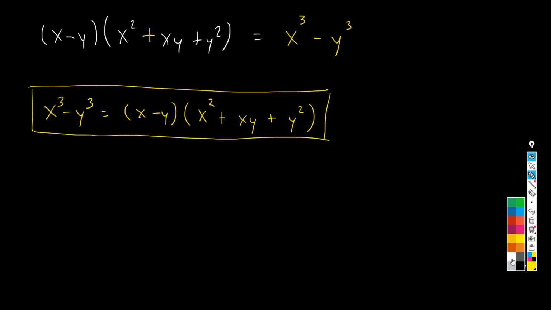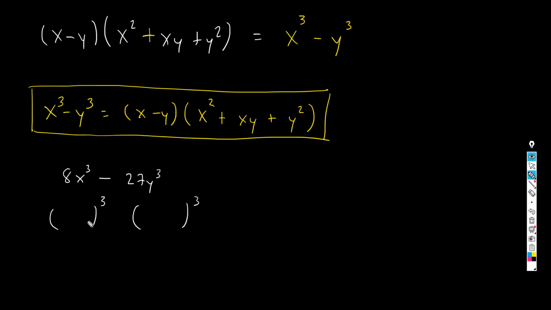And let's work out an example. For example, what if I give you 8x to the cube minus, so that is a difference, minus 27y to the cube. So this apparently looks like a difference of cubes. How do I make sure? I try to put this number and this number as the cube of something and the cube of something. So what is the number such that to the cube gives me 8x to the cube? That's going to be 2x.